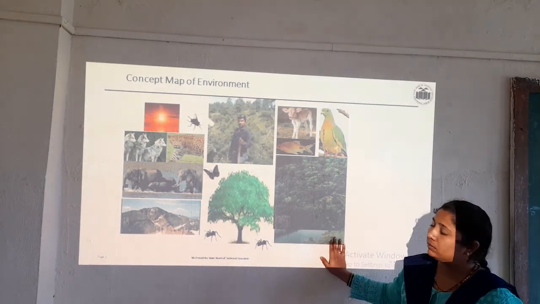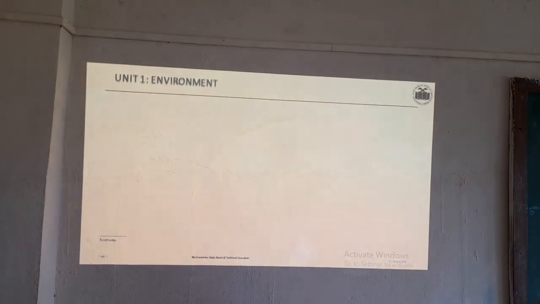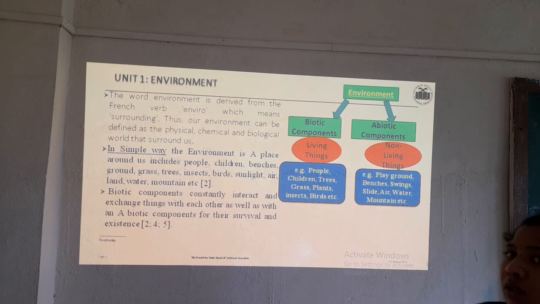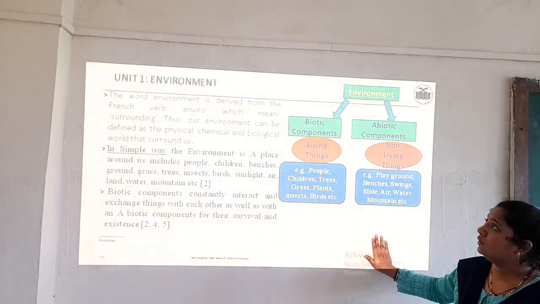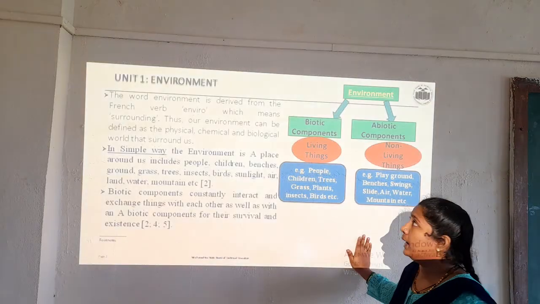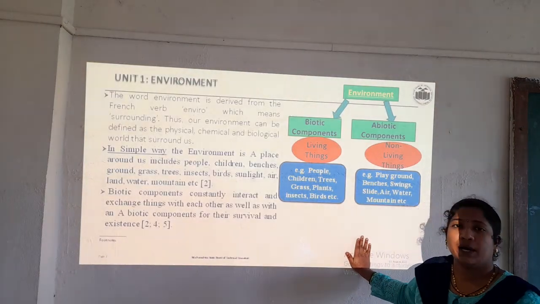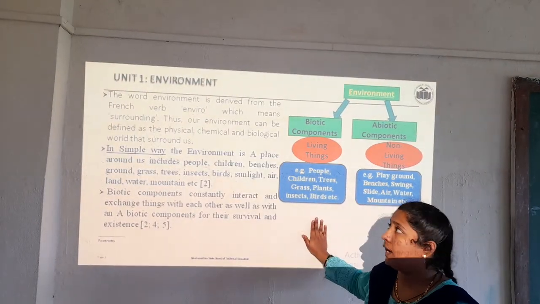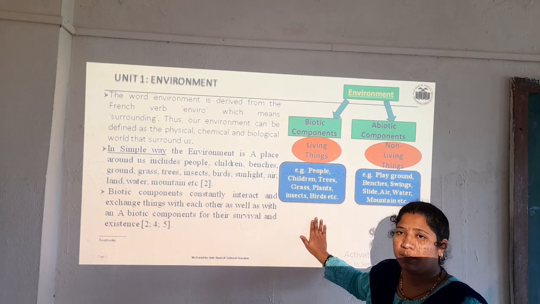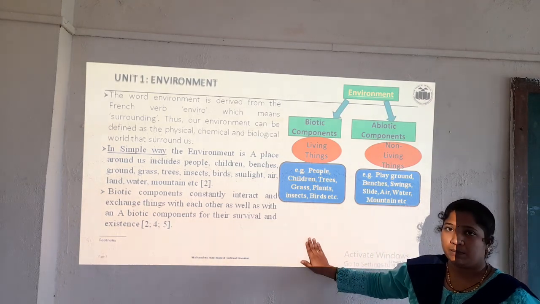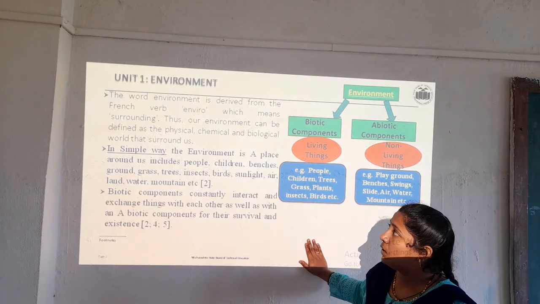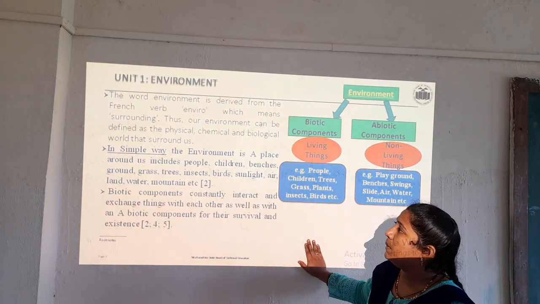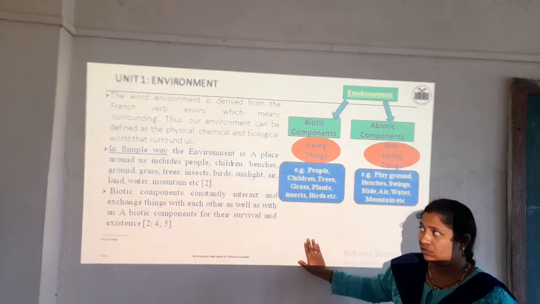Next point we will see: the definition of environment, and what are the components, biotic and abiotic, in the environment. So first we will see what is the definition of environment. The word environment is derived from the French verb environner, which means surrounding. Thus our environment can be defined as the physical, chemical and biological world that surrounds us.